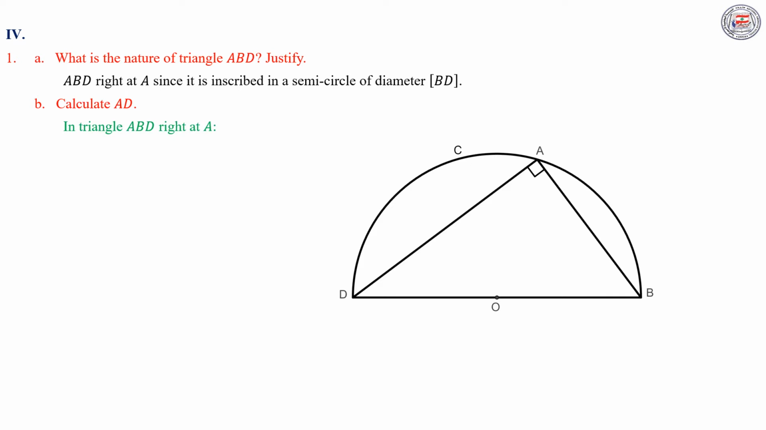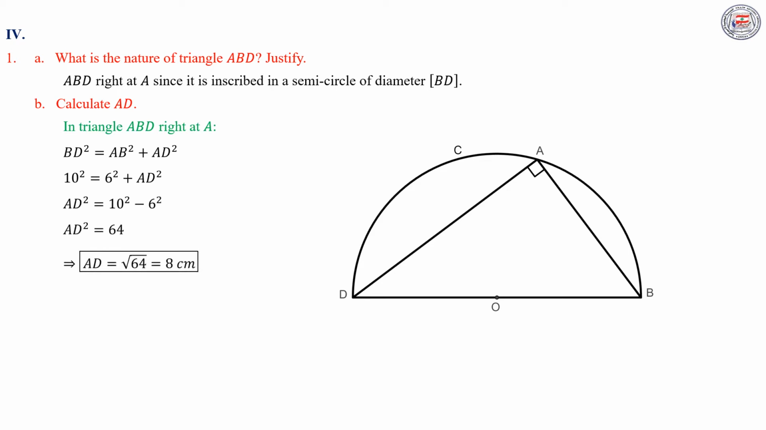In triangle ABD, which is right at A, we can use the Pythagorean theorem. Then, BD squared is equal to AB squared plus AD squared. With BD equal 10 and AB equal 6, then 10 squared equals 6 squared plus AD squared. Then AD squared is equal to 10 squared minus 6 squared equals 64. Then AD equals radical 64 equals 8 centimeters.